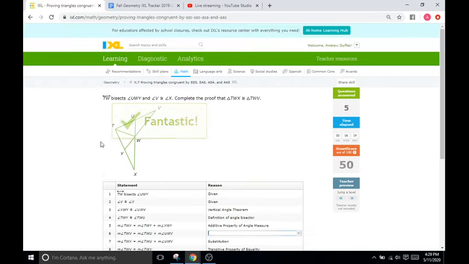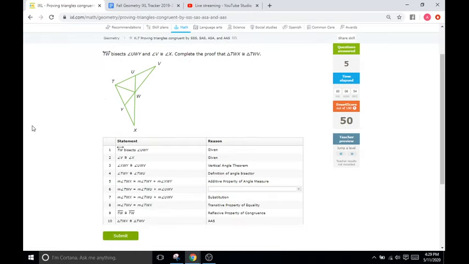So, for this problem here, we see that TW is bisecting UWY, so right here, and so that means it's going to cut these two in half. And then angle V is congruent with angle X. So angle V and X are going to be the same.